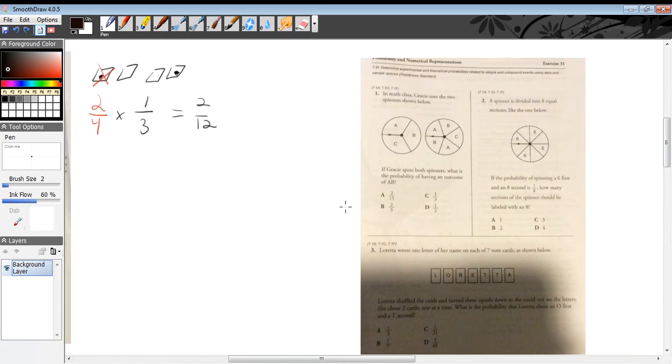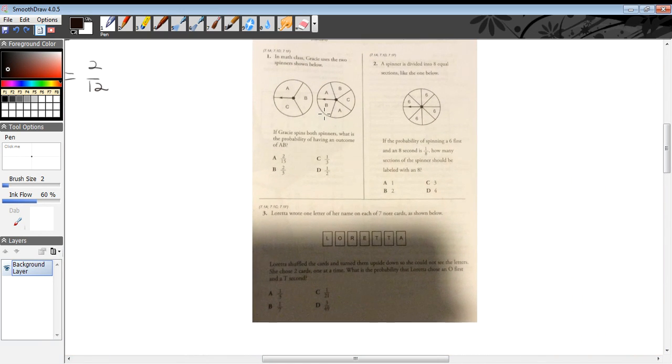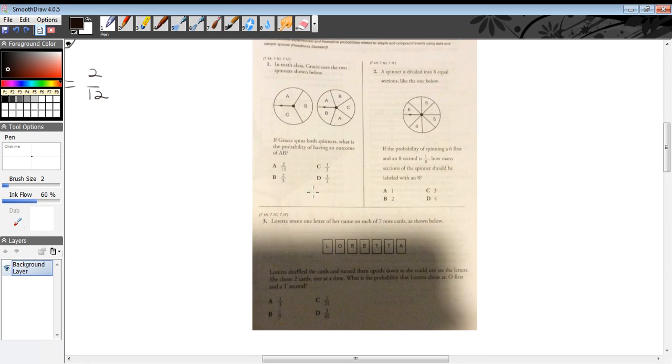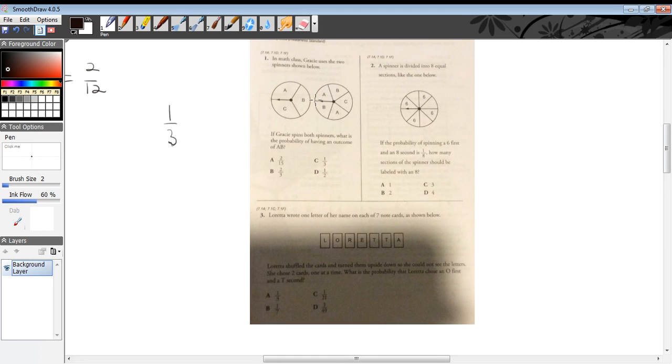Okay, next one. In math class, Gracie uses the 2 spinners below. If Gracie spins both spinners, what is the probability of having an outcome of A, B? So we need A and B. So here, the probability is 1/3. And over here, it's 2/5. So we need A here and we need B here. So now, multiplying these together, we get 2/15. If it was AB or BA, that's something different. But I think that this spinner, they want A, and then this spinner, they want B.